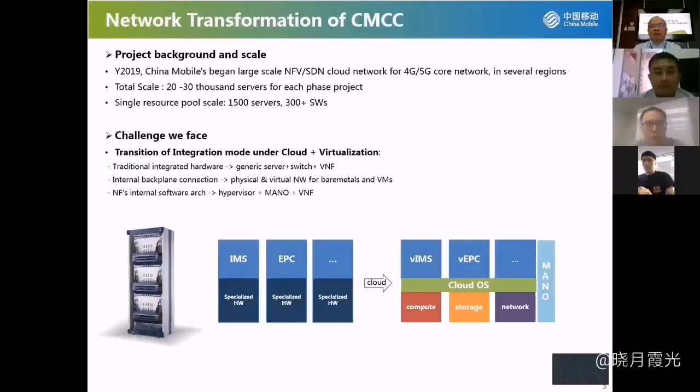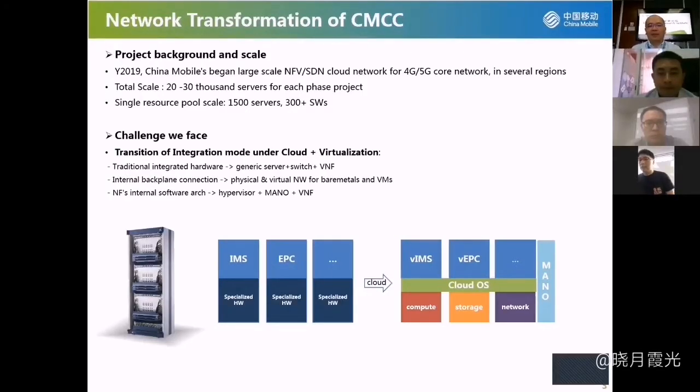Hi, everyone. From year 2019, China Mobile began to construct its large-scale NFV SDN cloud network for 4G and 5G core network services in several regions across the whole country, with a hardware scale of around 20 to 30,000 servers for each phase project. Currently, the system deployed in phase one project has been put into production for 4G network services, such as EPC and IMS network. And phase two projects are busy doing end-to-end tuning and acceptance test for rollout of 5G network related services. China Mobile's NFV SDN solution is based on OpenStack.